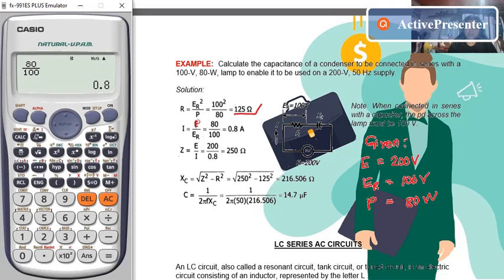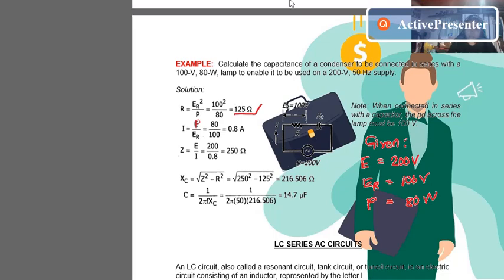So, before we can solve for XC, we need to solve for the impedance. The way to solve for XC is that we need the impedance first. Since we already have the voltage and the current, we can now solve the impedance. So, 200 divided by the current, which is 0.8, that we solved. Our impedance will be 250 ohms. So, we now have the impedance given.